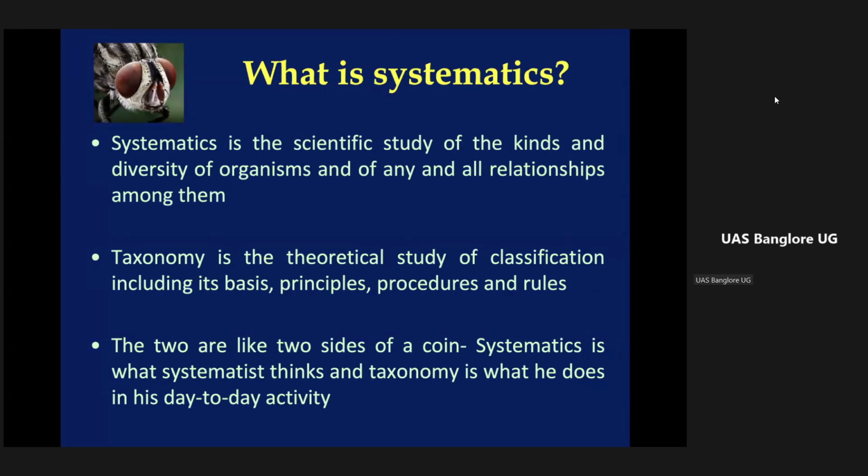Systematics is the scientific study of kinds and diversity of organisms in relationship among themselves. Okay. So systematics, please don't get confused. They might ask you to define systematics, define taxonomy. So you should be able to tell them very clearly. Taxonomy is a theoretical study. Systematics is a scientific study of kinds and diversity of organisms along with their relationship. Whereas in taxonomy, you're only looking at the theoretical part of grouping them into different species or organism or a family or order based on the principles, procedures, and rules. So both of them are two faces of the same coin.